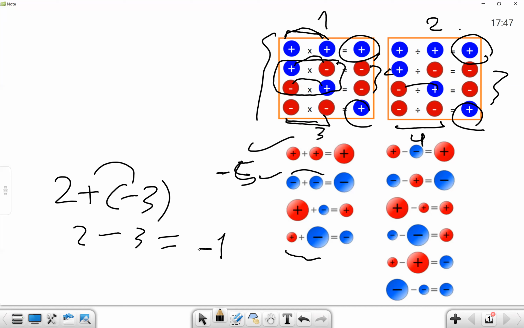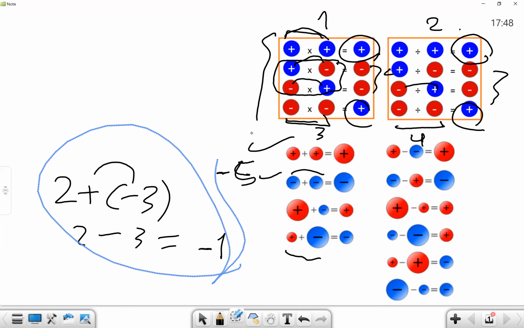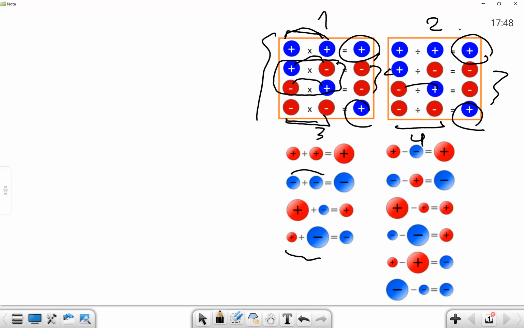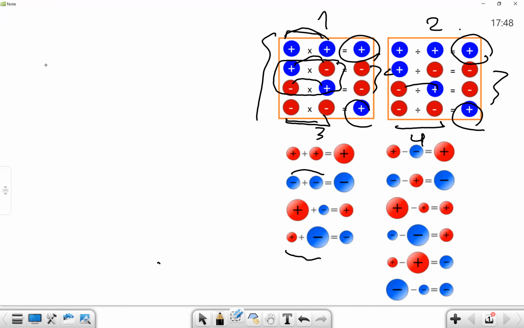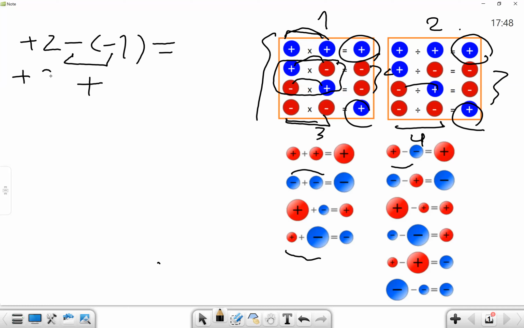And let's move to the last picture, subtraction. Positive minus negative equals positive. By the numbers, it means positive 2 minus negative 1. Negative times negative is positive, so you just write down positive 2 plus 1 equals positive 3.